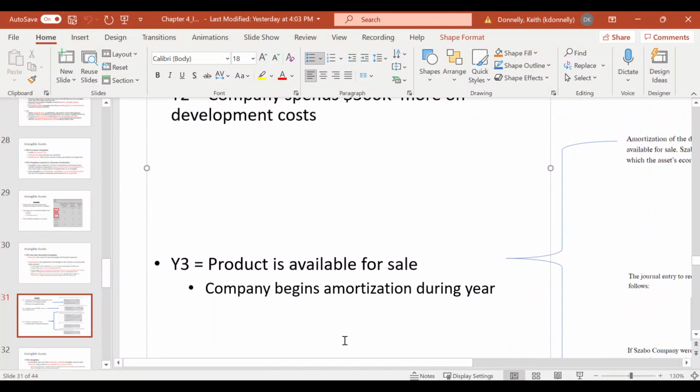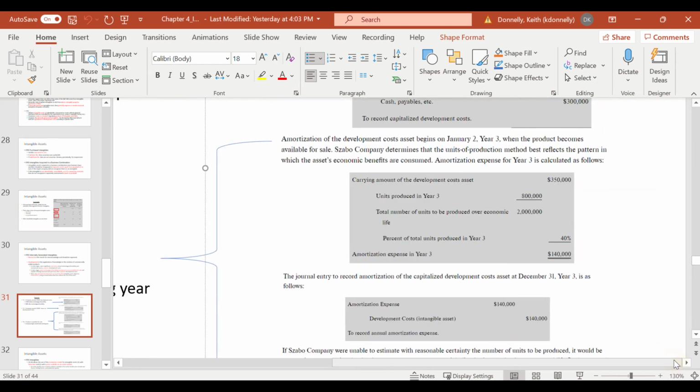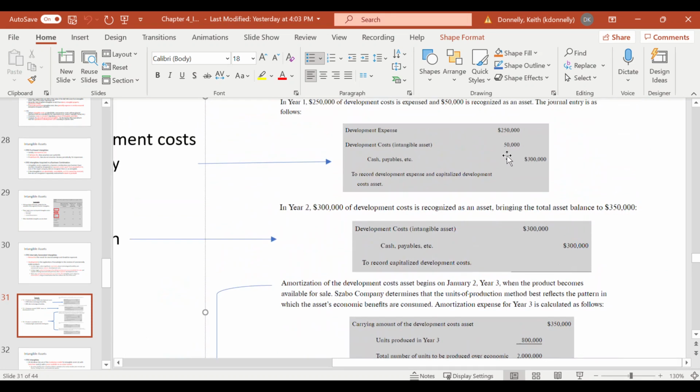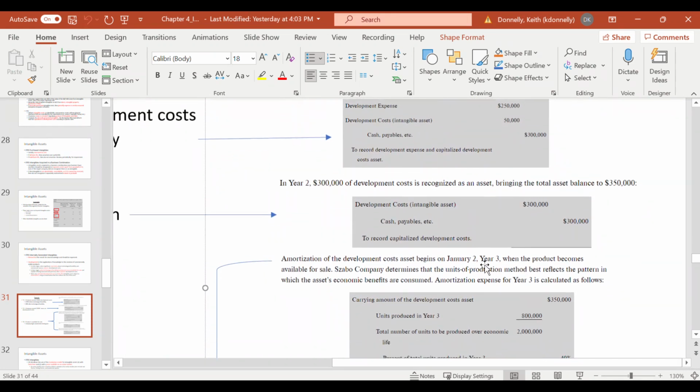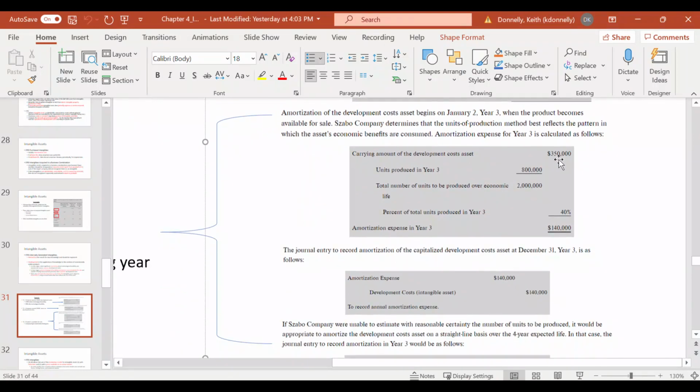Then it says in year 3, the product's available for sale. And at this point in time, the company is going to begin amortization. So what that means is, if you look at it, we did 50 capitalized, then 300. We have 350 of an intangible amount right here that we capitalized from development costs.